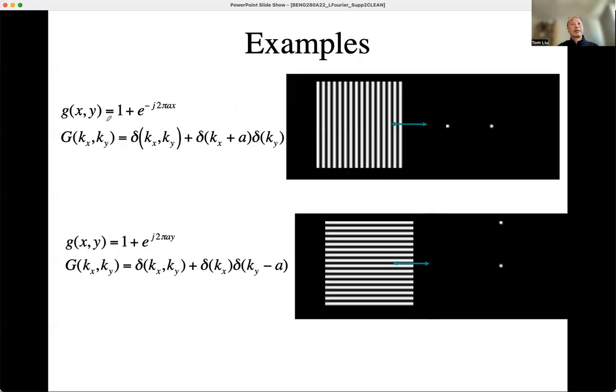This is some example here. For example, here I have g of x equals 1 plus e to the minus j 2 pi ax. So I can say that the 1 goes to my delta function, and the e to the minus j 2 pi ax, remember this is multiplied by sort of an intrinsic 1. So this goes to delta kx plus a times delta ky, all right?